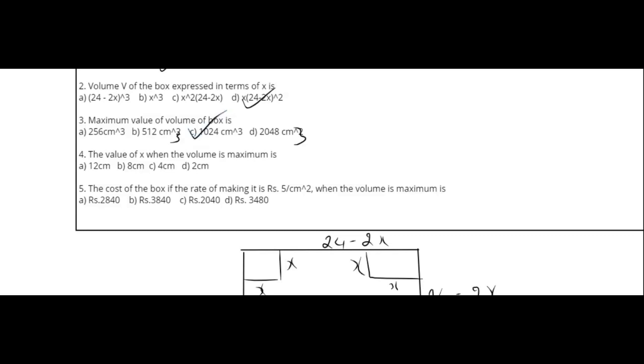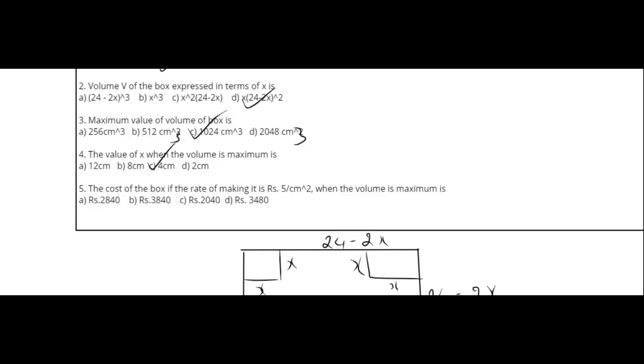For the fourth part, the value of x when the volume is maximum is: so already we saw x is 4, so volume will be maximum when x is equal to 4 centimeters. So option C is correct. The fifth part: the cost of the box if the rate of making it is rupees 5 per centimeter squared when the volume is maximum is A, rupees 2,840; B, rupees 3,840; C, rupees 2,040; and D is rupees 3,480.